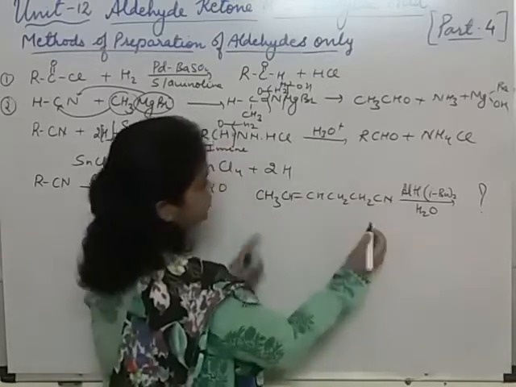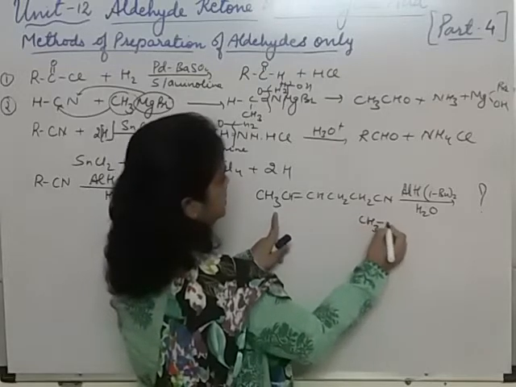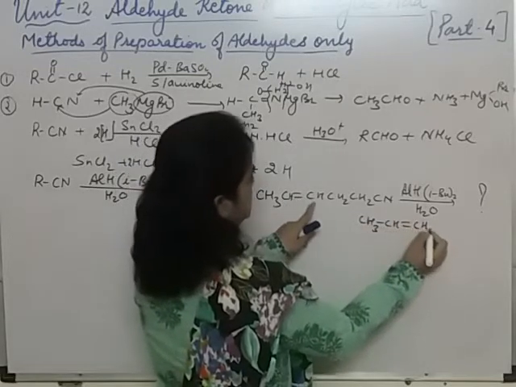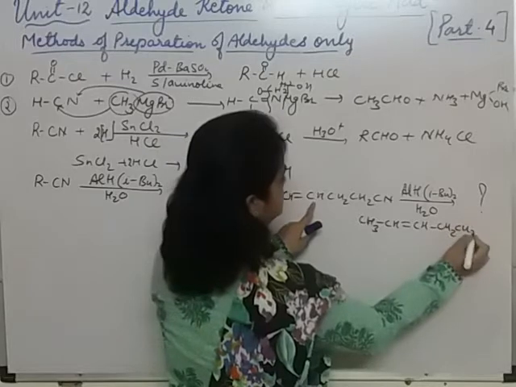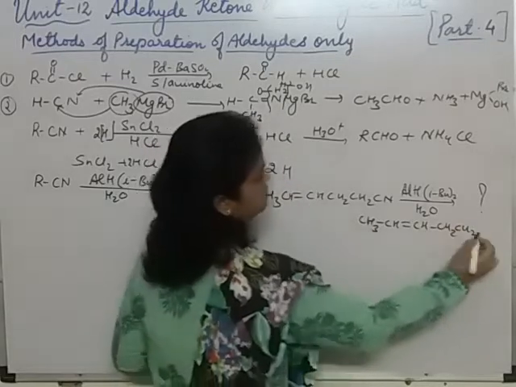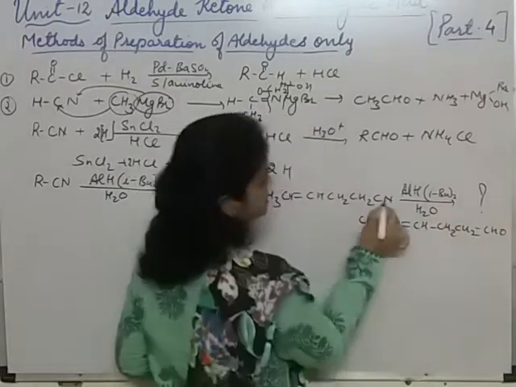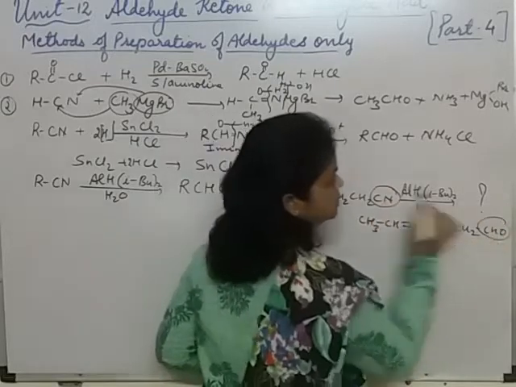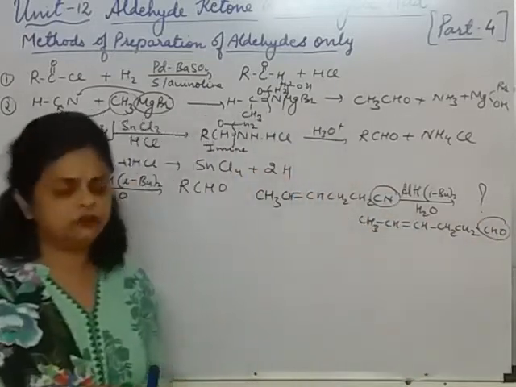So simply, as it is, you will write down the product: CH3, CH, double bond, CH, CH2, CH2, 1, 2, 3, 4, 5 and here CHO. So this CN will convert into CHO only. Nothing we have to do.